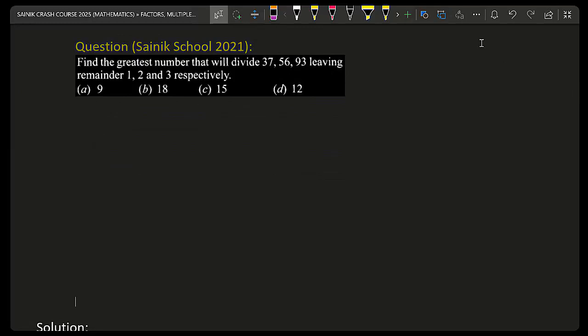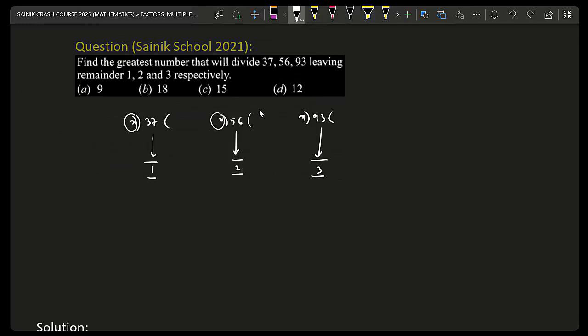See, I'll explain. There is a number we don't know. Let us call it x. With x, if you divide 37, we are getting the remainder 1. With the same number, if you divide 56, we are getting the remainder 2. With the same number x, if you divide 93, we are getting remainder 3. Now we want to find the greatest possible number in place of x.